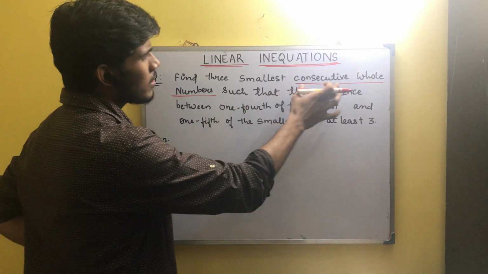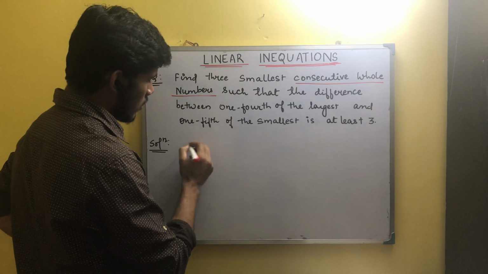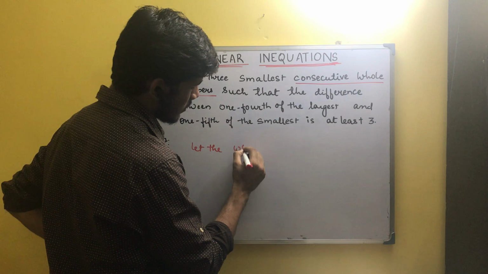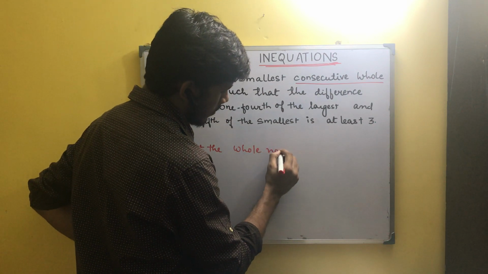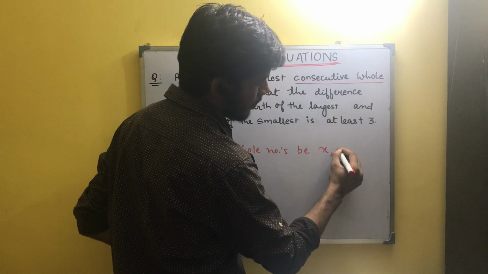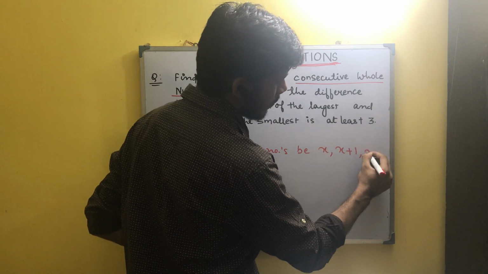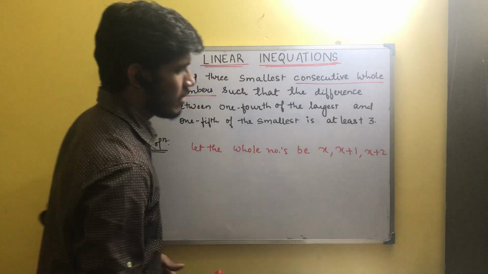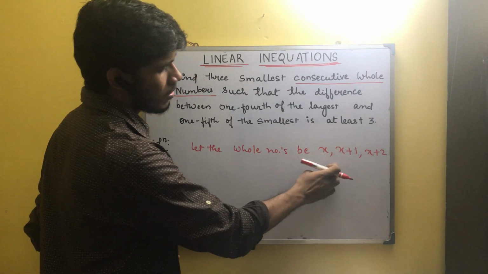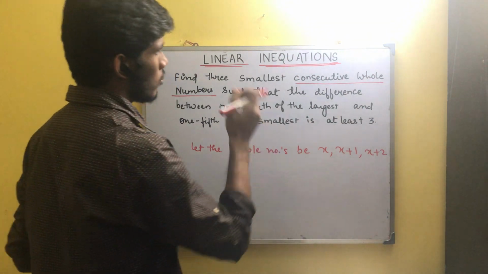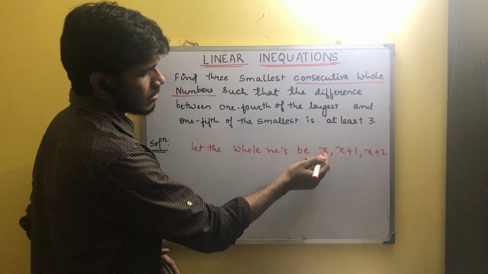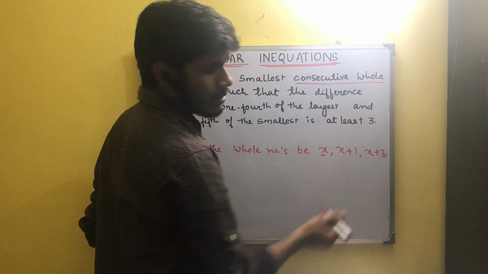Now just think about consecutive whole numbers. So let the consecutive whole numbers be what? If one is x, then the next will be x plus 1 and the third will be x plus 2, isn't it? Suppose it would have been 0, then 0, 1, 2. Okay. So consecutive whole numbers. Now obviously of all these three, x will be the smallest and x plus 2 will be the largest.